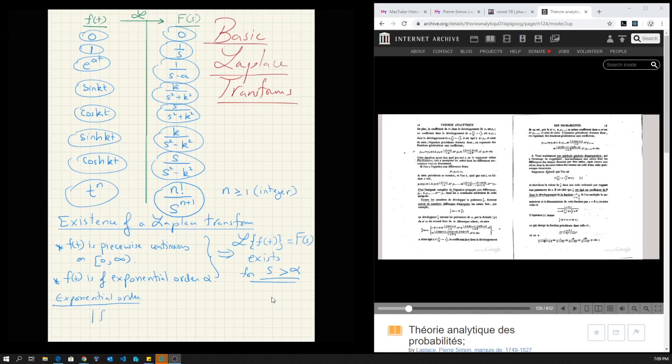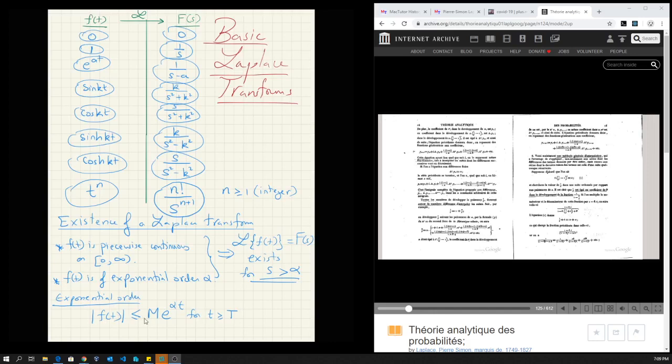If the absolute value of your function f of t is smaller than or equal to some positive number M times e to the alpha t for t bigger than or equal to some capital T, as long as you're able to find this M and the alpha for which this is true, then you prove that it's of exponential order alpha. That's what that means.